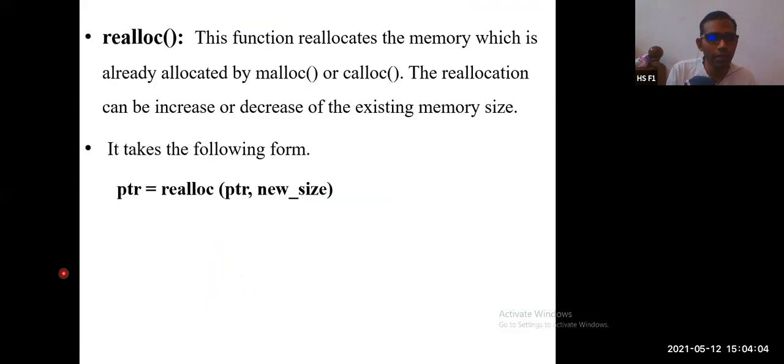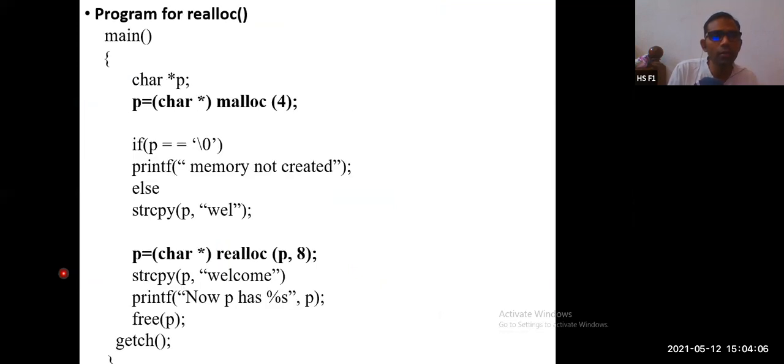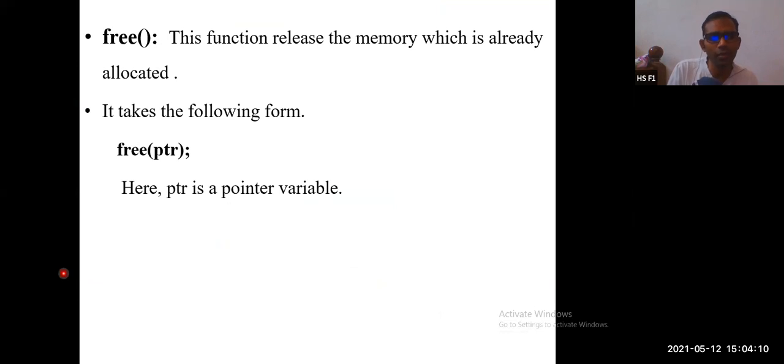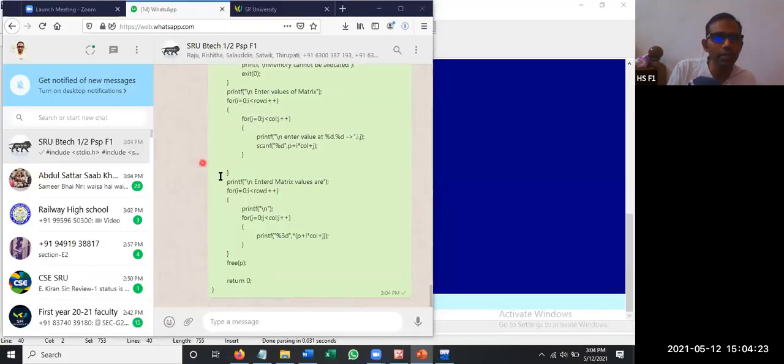Let's see whether we have anything left here. String copy. Let's do this later. Free. Already we have seen this free. This function releases the memory which is already allocated. It takes the following form: free PTR. Here PTR is pointer variable. Yeah, that's it. That is the end of the slide.